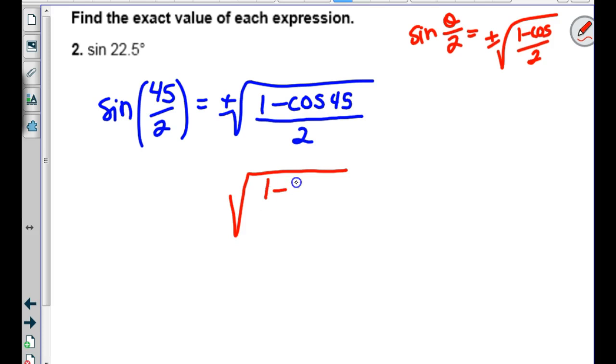Yep, now you want to cry, don't you? Okay. The plus or minus part out front. What quadrant is 45 in? Quadrant 1. If I cut that in half and make it even smaller, it's still in quadrant 1. So while I'm in quadrant 1, what is my sine value going to be? Positive. So this is just going to be a positive. We don't have to worry about that part.